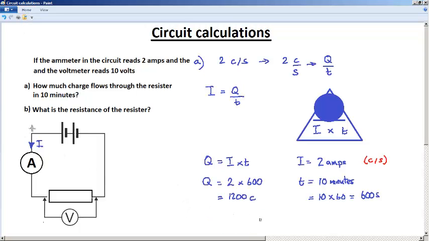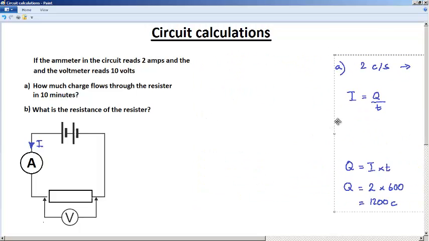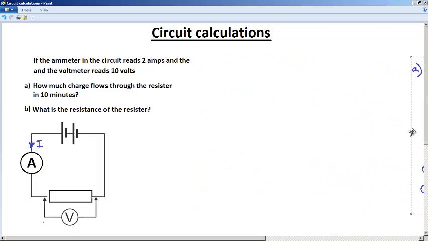Now then, look at part B. This time we've got to find the resistance of the resistor. So I'm going to remove this first bit here, if you don't mind. Right? I'll shove that over here, out of the way. Don't want to completely get rid of it. And we'll write part B. And then look at the problem again. Well, we've been told the voltage, the electrical potential difference across the resistor. We've been told the current flowing in the resistor.